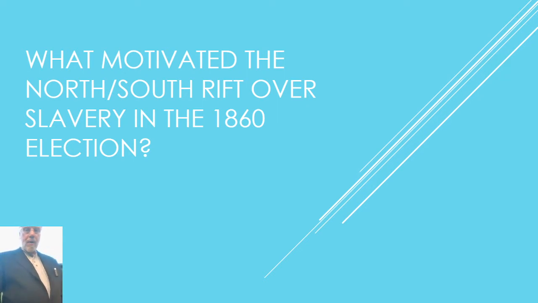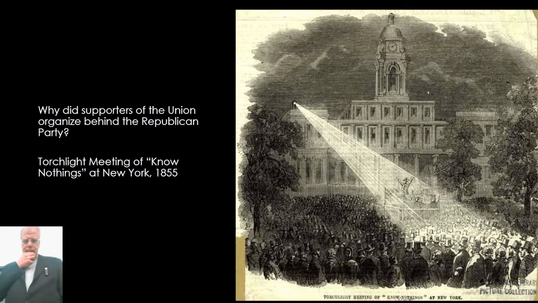So let's talk a little bit about why that is. Why did supporters of the Union crystallize behind the Republican Party? Why is it that this third party, the Republican Party, that had run in 1856 with John Fremont, had gotten something like less than 5% of the vote, why does this party become the popular party? Remember that you've got another party called the Know-Nothings that seem to be sweeping the North. It seems that the Whig Party is shrinking in terms of size.